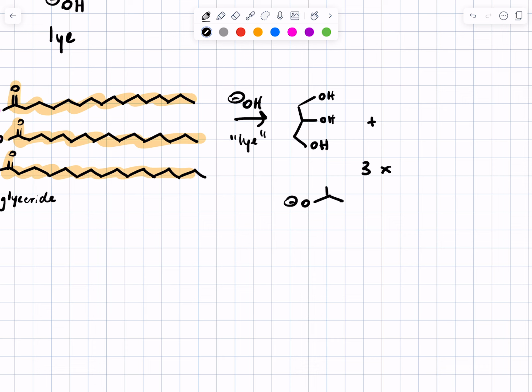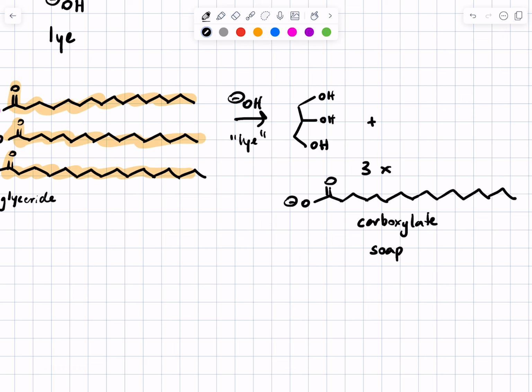So you need three of these carboxylic acids that have 2, 4, 6, 8, 10, 12, 14, 16 carbons. All right, and that turns out that carboxylate has what are called surfactant properties. You can use it as a soap.